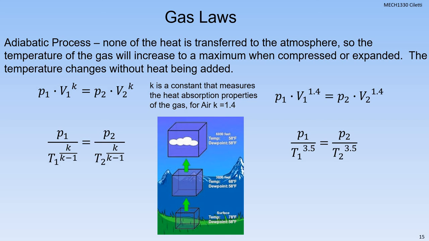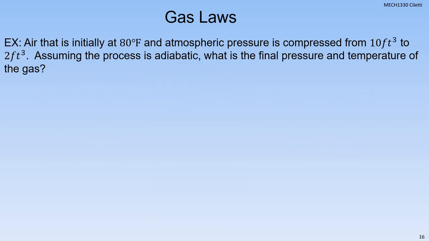If we solve our problem in an adiabatic process, the problem on your homework or test will say adiabatic, so you'll be able to recognize that and plug in accordingly. Let's do an adiabatic process here. Air that is initially at 80 degrees Fahrenheit and atmospheric pressure is compressed from 10 cubic feet to 2 cubic feet. Assuming the process is adiabatic, what is the final pressure and temperature of the gas?